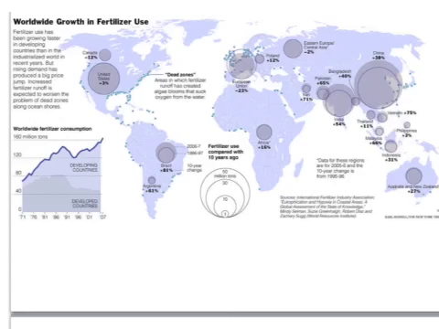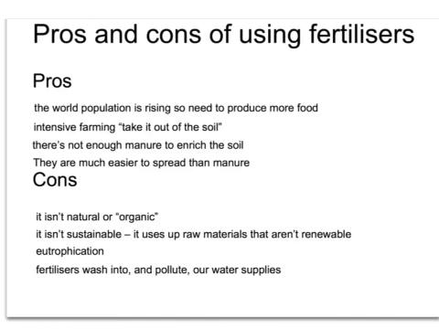Returning to the picture that we started this off with, there is a worldwide growth in fertiliser use without a doubt, and this is because the world population is increasing. People across the world need feeding, so farmers are having to produce more and more food on the same amount of land. This intensive farming takes it out of the soil. It means that the soil becomes depleted in essential minerals.